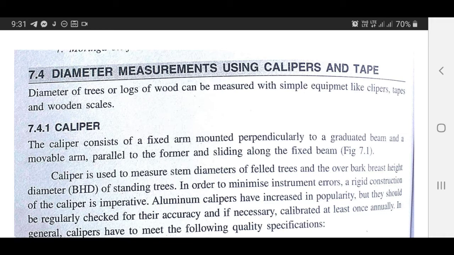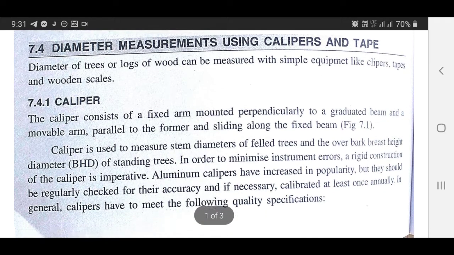Now I would like to discuss practical exercise number 4, diameter measurement using calipers and tape. These are the instruments generally used to measure the diameter of forest trees. Diameter of trees or logs of wood can be measured with simple equipment like calipers, tapes and wooden scales.